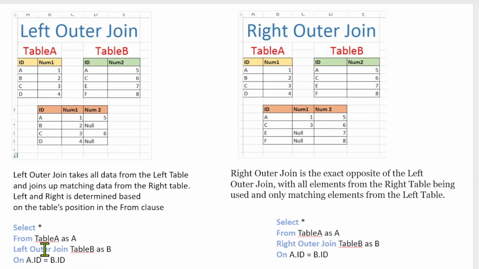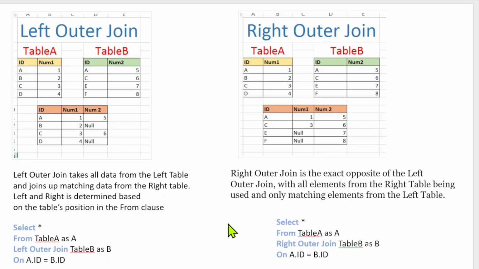And the syntax change for this is simply left outer join. So we had inner, full outer, now we have left outer. Right outer, exact opposite. Right outer picks the second table. So if I go right outer and my second table is B, see what we get here? I get everything from B. So I get A, C, E, F. And I only get the matching A and C from table A. So that's the difference. Left outer, right outer.